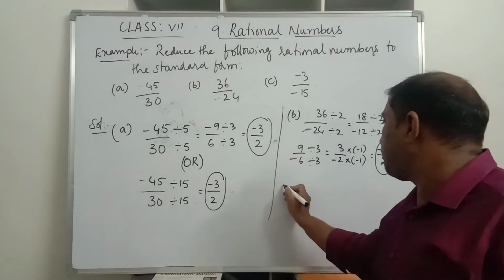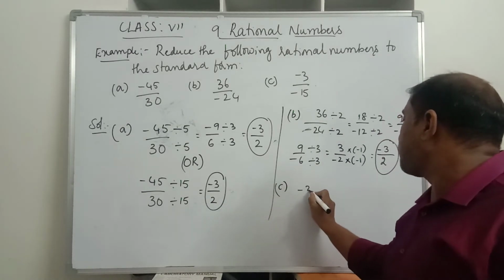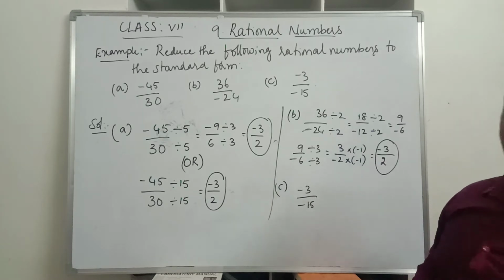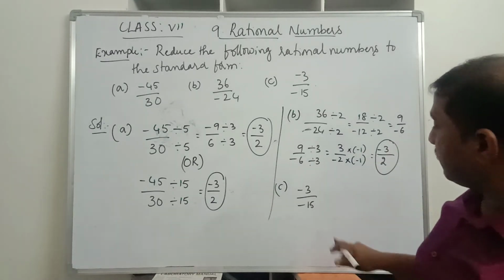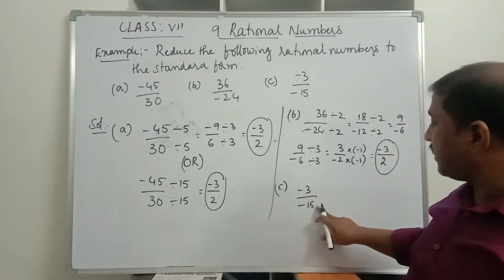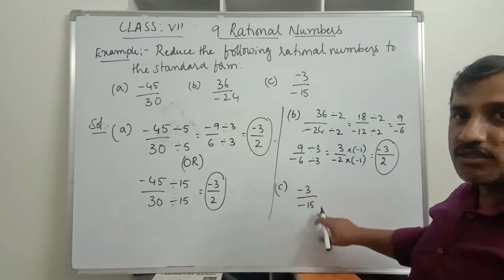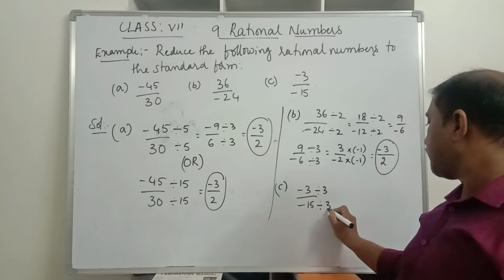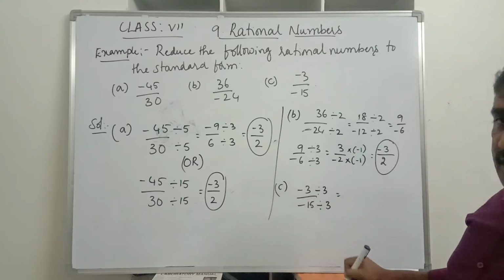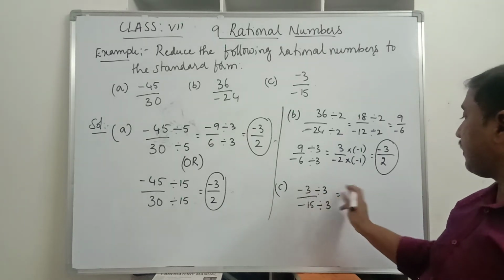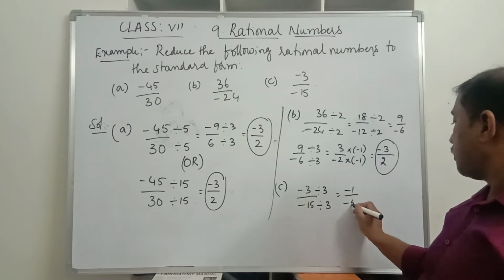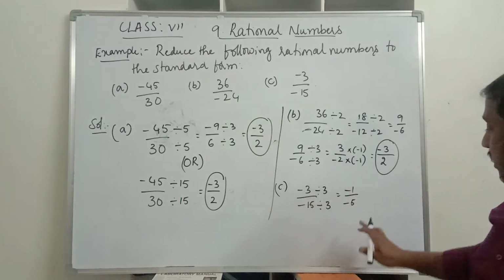Next you will see the C part, it is minus 3 divided by minus 15. The first step, 3 and 15. 15 is a multiple of 3, so both are divisible by 3. Now divide by 3. What do we get? 3 3s are 9, sorry. When we divide 3 by 3 we get 1. Minus 1 divided by 3 5s are 15. So minus 1 by minus 5 we got.